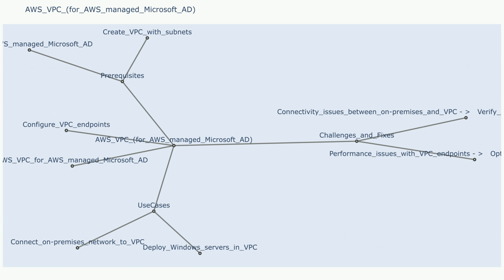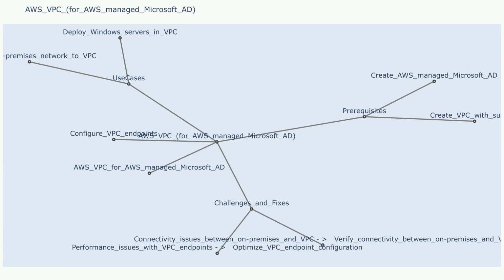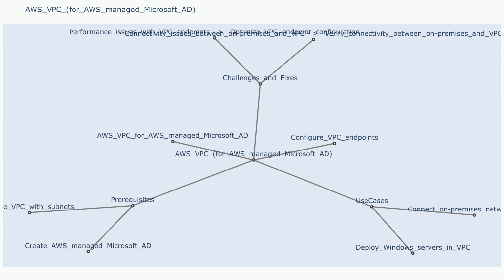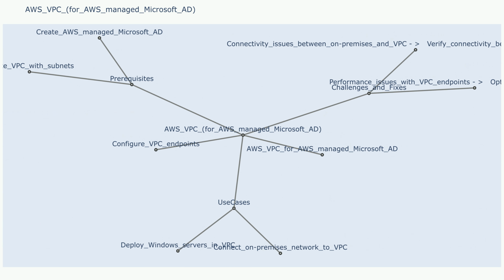Prerequisites: Create AWS Managed Microsoft AD. Before you can create a VPC for AWS Managed Microsoft AD, you need to create a directory in AWS Directory Service. This will create a managed Active Directory domain that you can use to manage your users and computers.